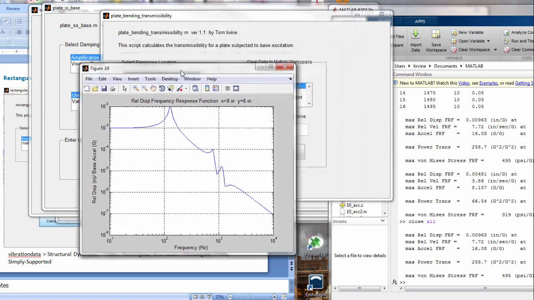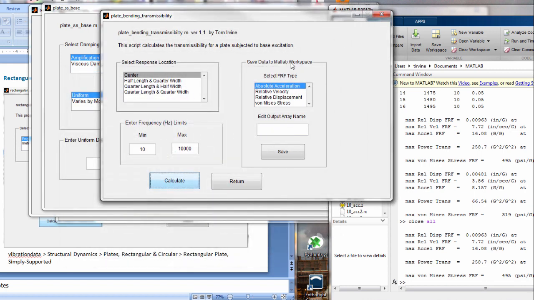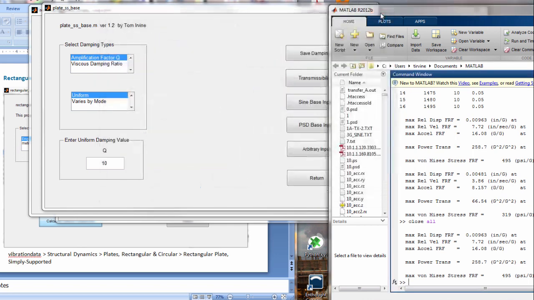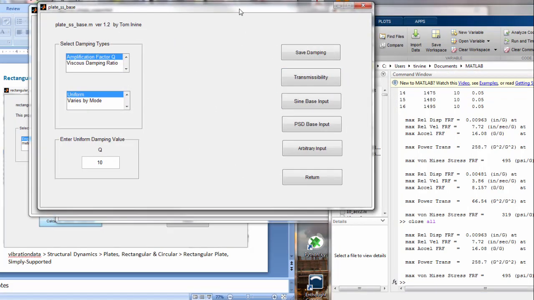And then the relative displacement, which we've seen before. So those are just the transmissibility functions, and if we had need, we could export those to the Matlab workspace. But let's go next and just have some fun, and let's do a NavMat PSD base input to this plate simply supported about all edges.